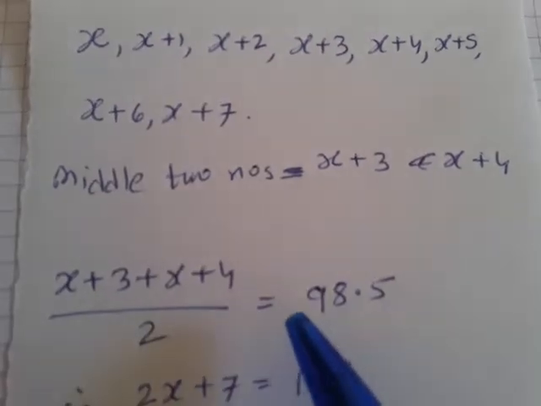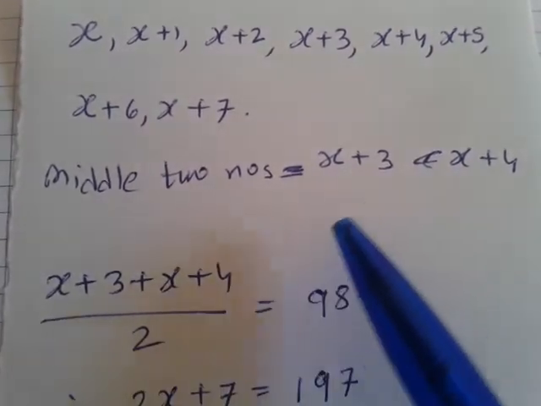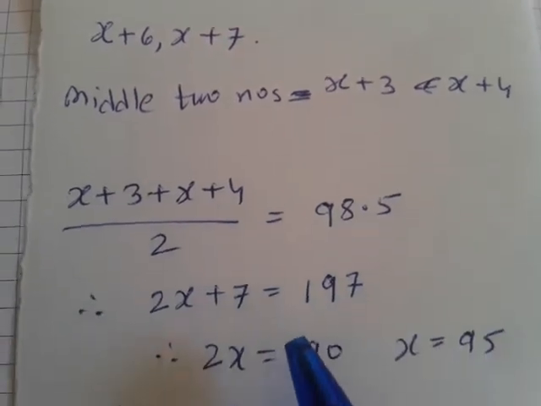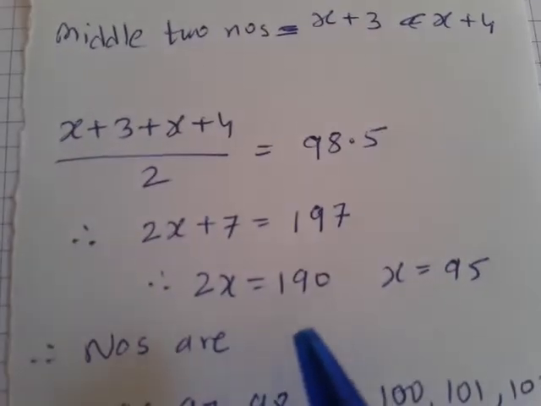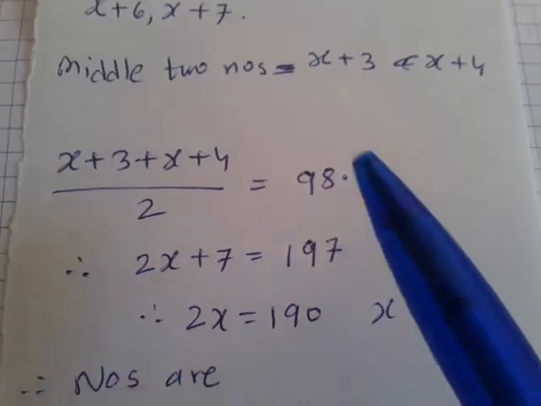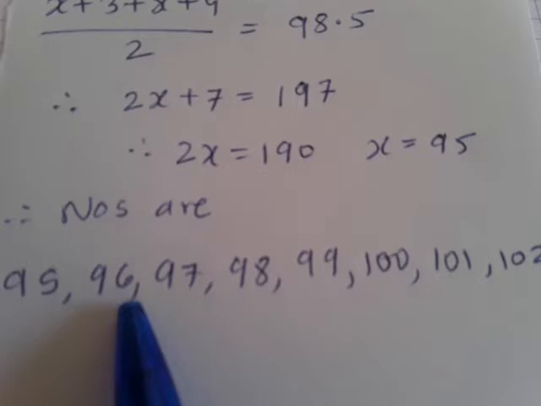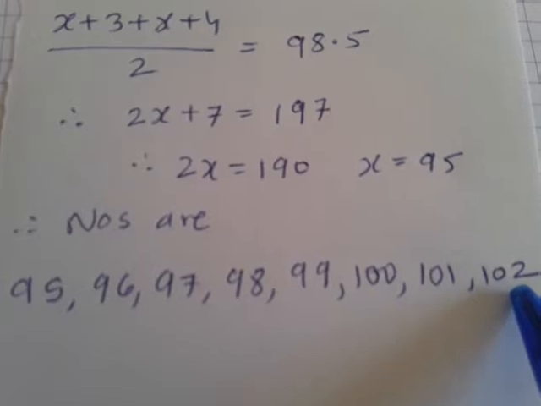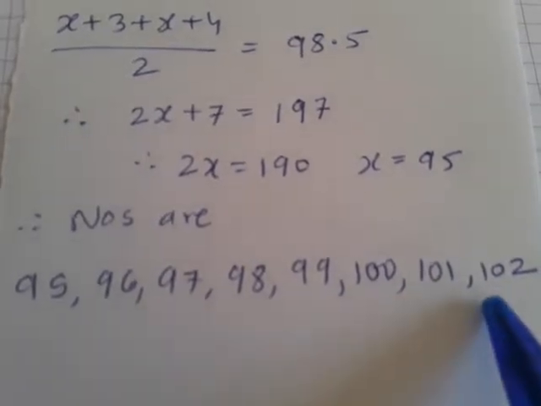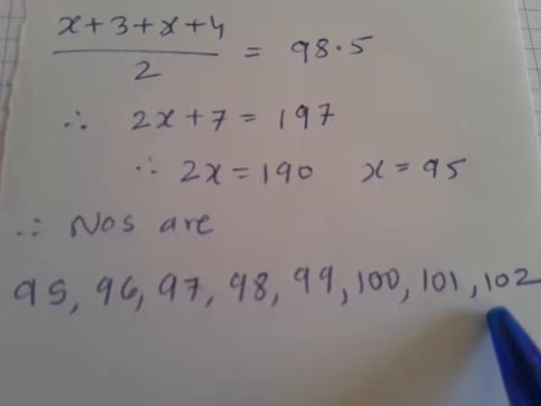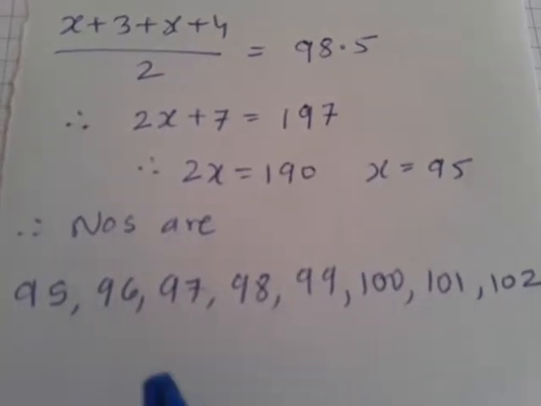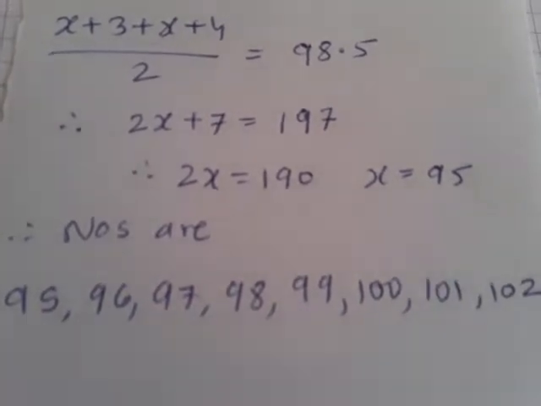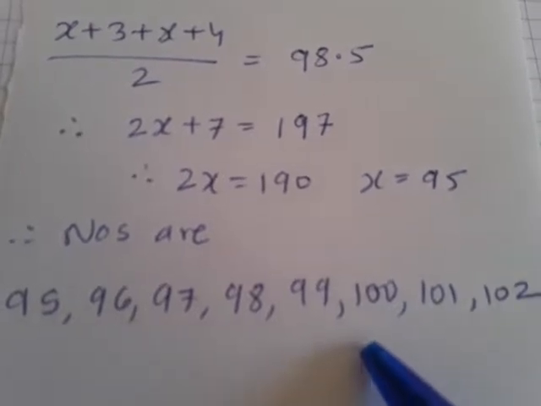What are we given? We are given the average of the middle two numbers. So add them and divide by 2. 98.5 is the average that is given to us. When we solve, we get x as 95. So the numbers become x, x plus 1, x plus 2 like this: 95, 96, 97 up to 102. Once we get these 8 numbers, we can answer any type of question. Like what is the sum of these numbers? Or what is the difference between the first and eighth? Or what is the third number? Any type of question we can answer once we get these 8 numbers.